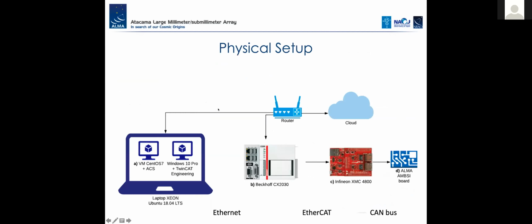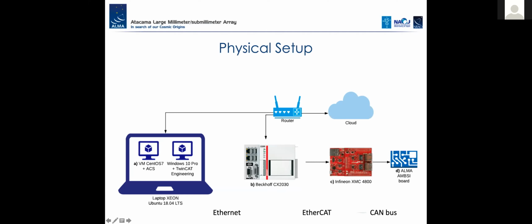Okay, so the setup that we did is very simple. We have a very powerful laptop with two virtual machines, one with ACS and another with Windows plus TwinCAT 3 to develop the code that runs inside the EtherCAT master. The CX2030 is the model that we're using, and the EtherCAT node, the slave, is based on the Infineon XMC4800 microcontroller. This will interface to the AMSI board. So this is the setup.